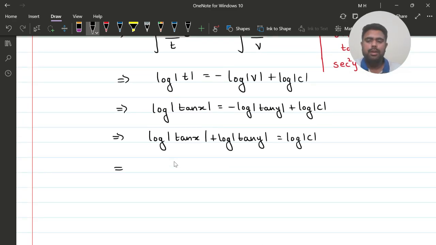So this will give me, log a plus log b is log ab, so I'll get log mod tan x into tan y equal to log mod c.